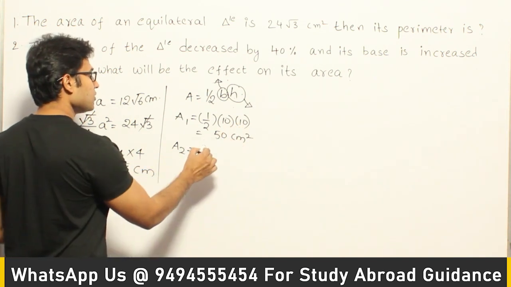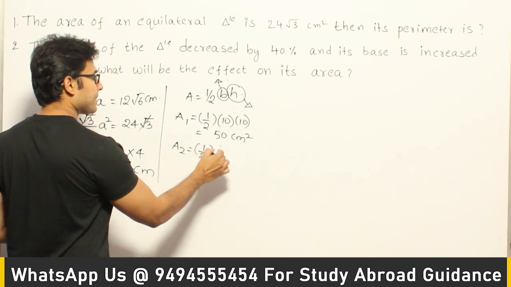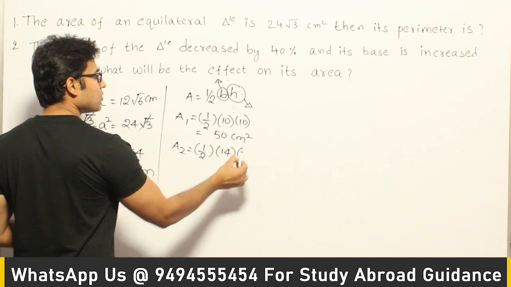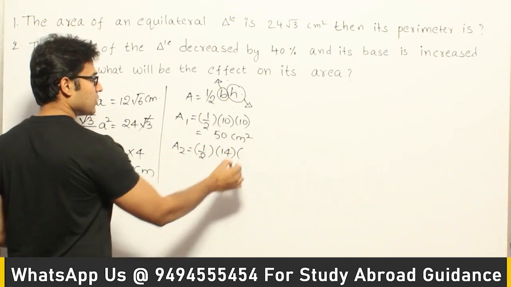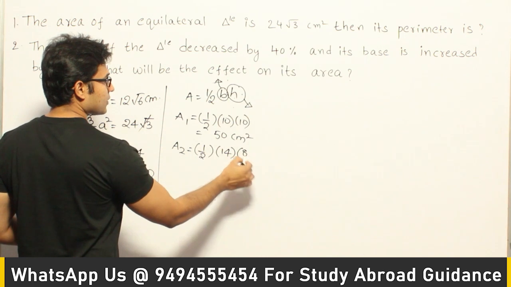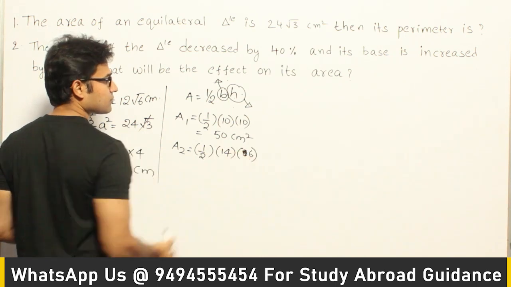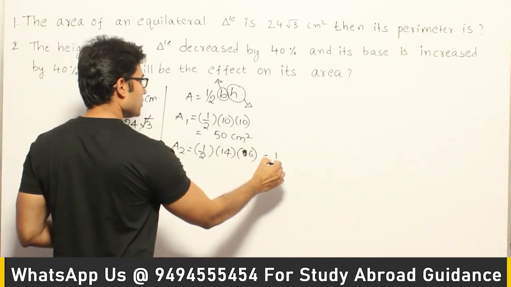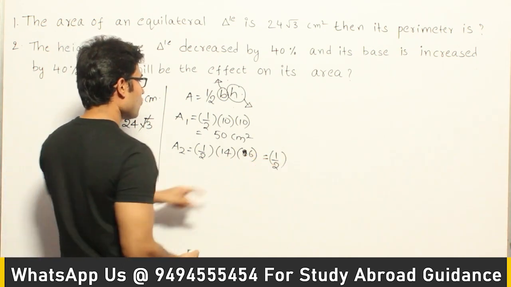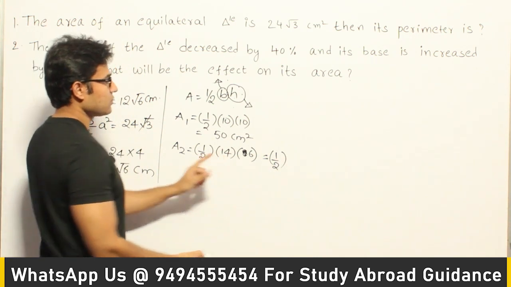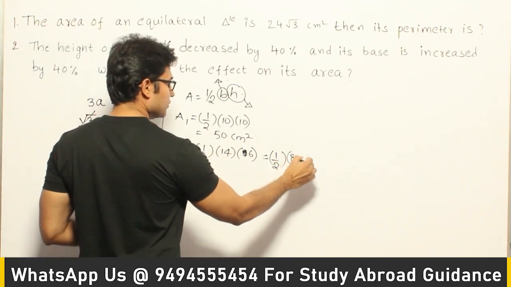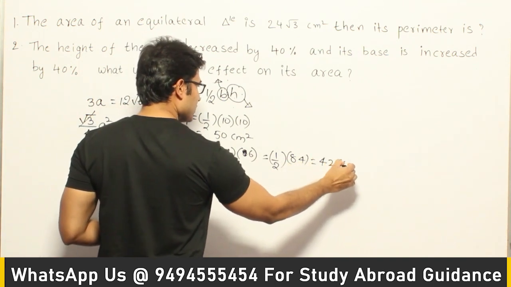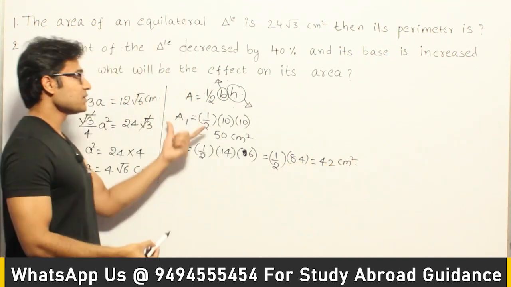Therefore what will happen to the new area? New area A2 equals half into, one is going to be increased by 4, so 14, and the other is going to be decreased by 4, which means 6. So what are you going to get? Half into 14 into 6, 60 plus 24, 84. So it is going to be 42 square centimeters. Now what is the effect on the area?